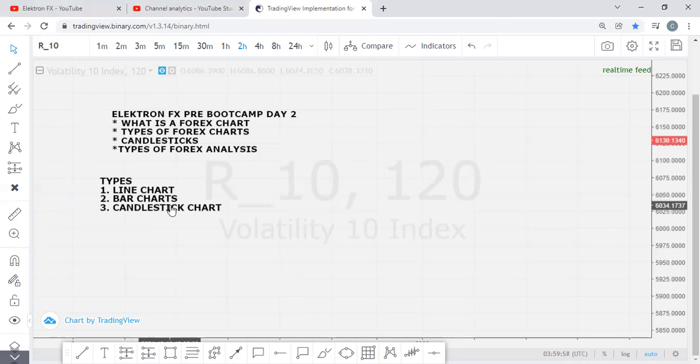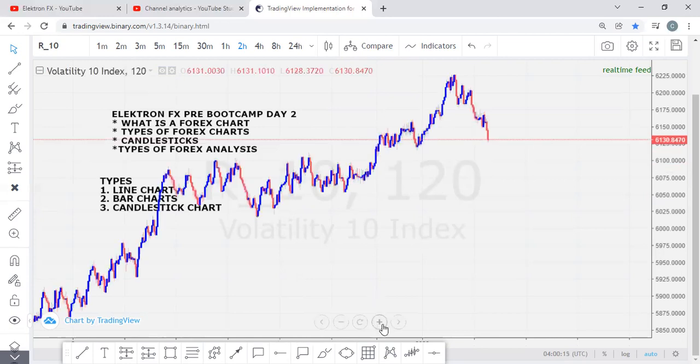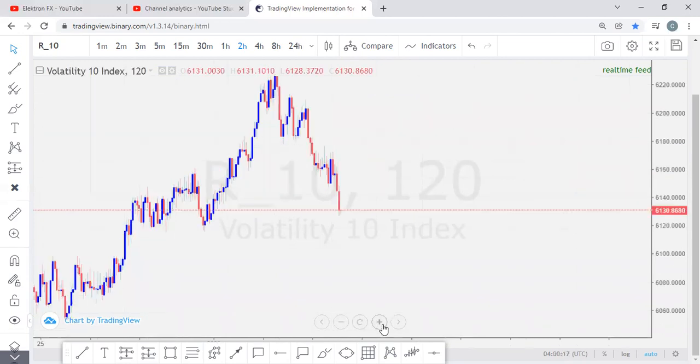Now, what is a candlestick? A candlestick is not much different from the definition of the chart. It's simply the representation of price over a given period. So if we zoom in here, let us see this live. If we zoom in, we'll see that this is called a Japanese candle. Look at this. Can you see that it looks like a Japanese candle?